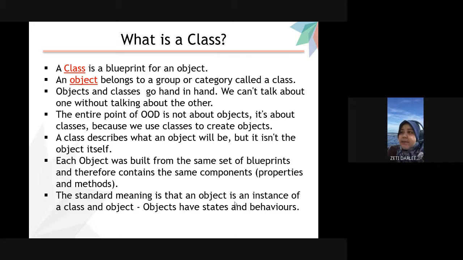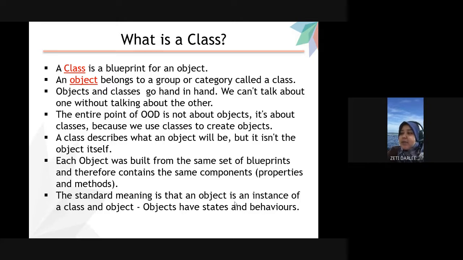Okay, an object belongs to a group or category called class. So dalam satu class, it could be referred to as an object or a group of objects. So objects and classes go hand in hand. We can't talk about one without talking about the other. So the entire point of OOD, object-oriented design, is not about objects, but it's about classes, because we use classes to create objects. A class describes what an object will be, but it isn't the object itself. Hopefully you faham sebab dah belajar OOP.